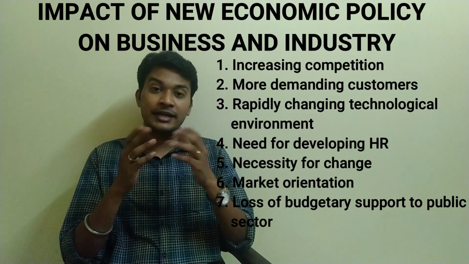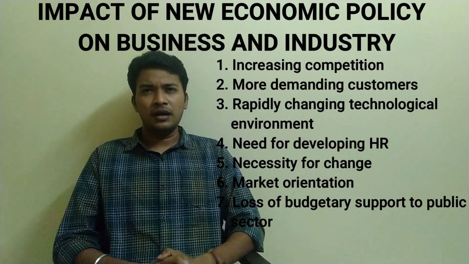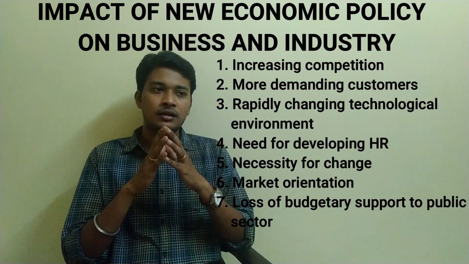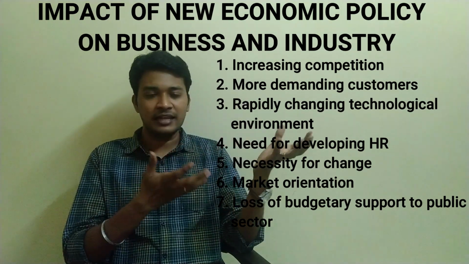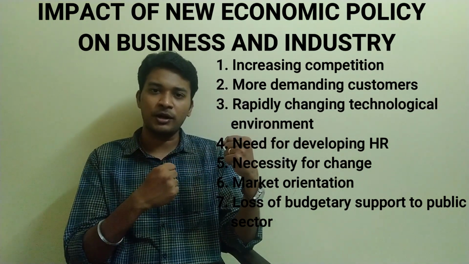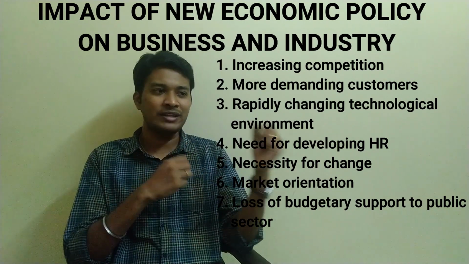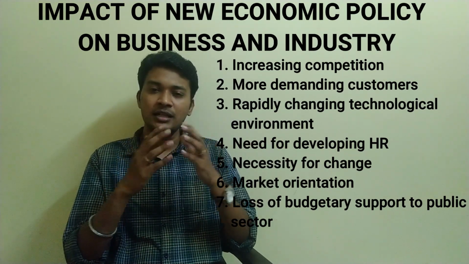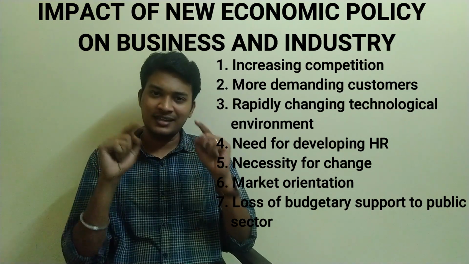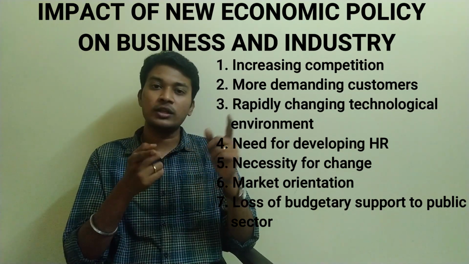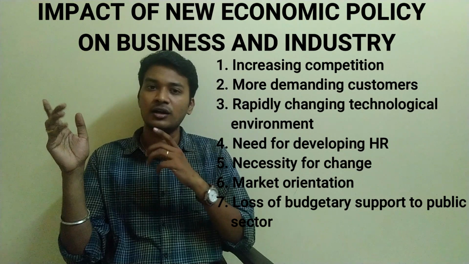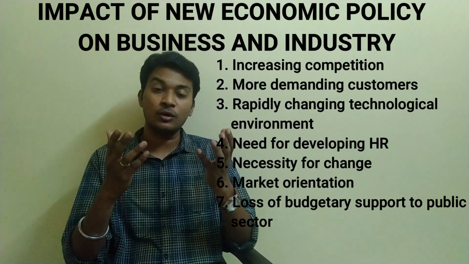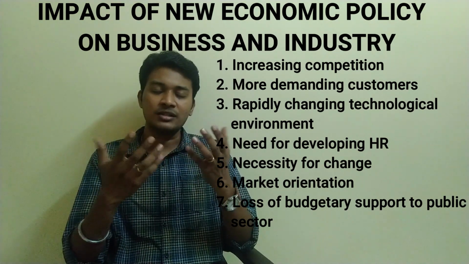And the next one is market orientation. Earlier, that is before 1991, the sellers in the market would first produce the product and then sell it to the market. Whatever they produced, they sold. But now, because of changing demand in the market, you have to first understand the market, understand what the market requires, then go and produce that product and come and sell it. That is how the market orientation underwent a change.